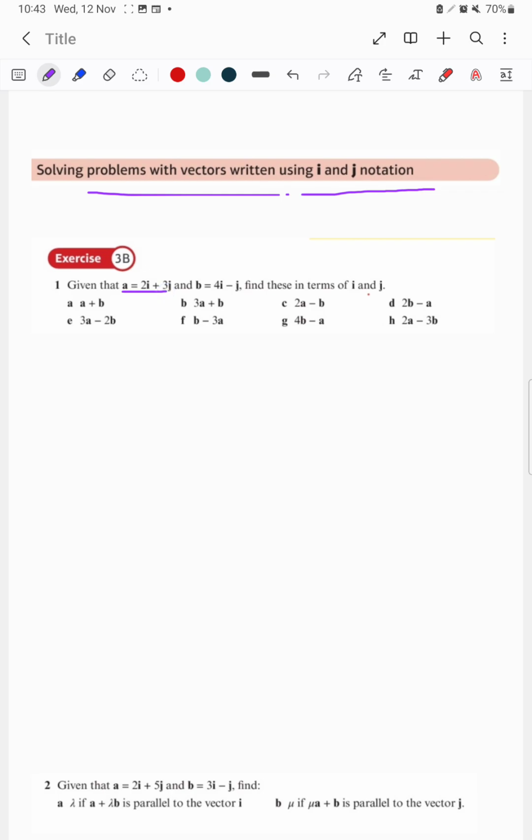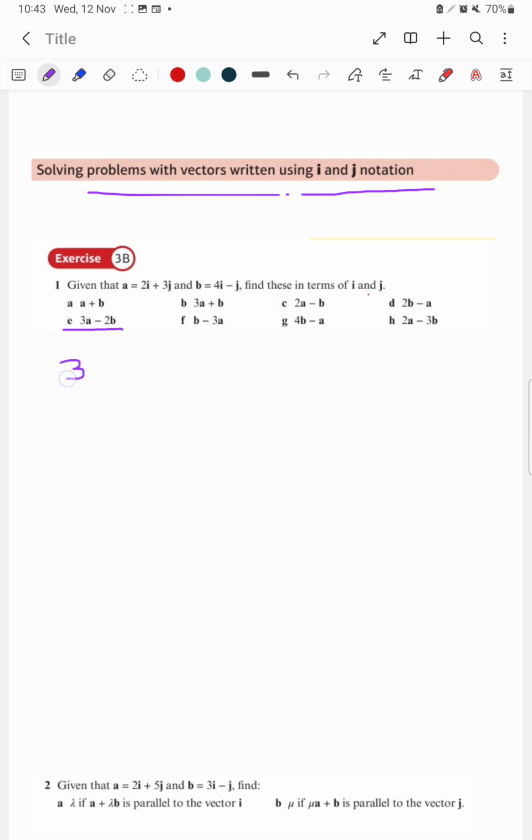Given that a is equal to 2i plus 3j and b is equal to 4i minus j. So these are the two vectors which are expressed in terms of their i and j components, and we have to find the different vectors, their combinations of a and b, using i and j notation. So I am going to focus on question number e from here.